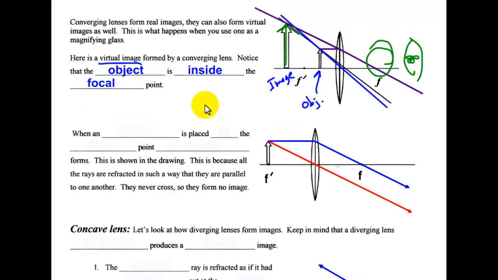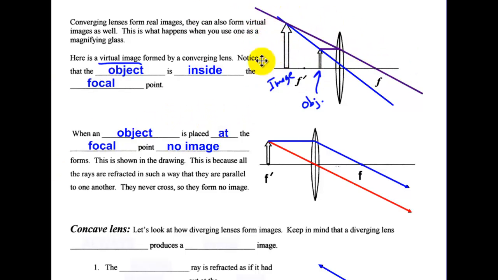And our last scenario is if the object is placed at the focal point, no image. These lines are parallel to each other. If you back ray trace them through here, they're going to be parallel to each other, and they're not going to form any image at all.